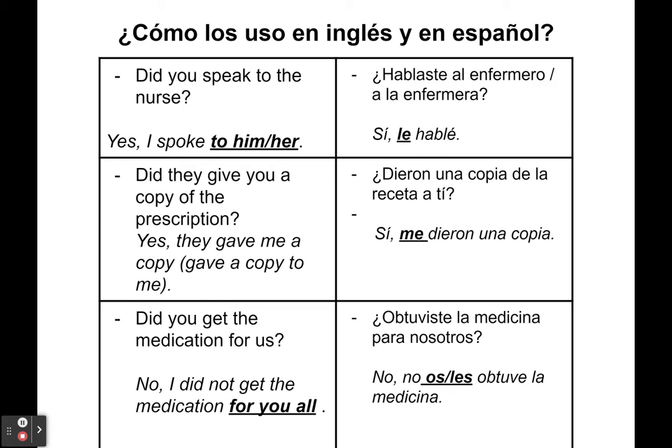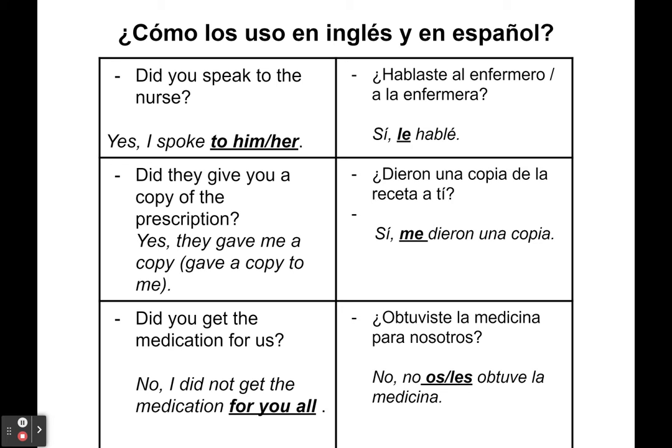So in Spanish, we have hablaste al enfermero or a la enfermera. Did you speak? Hablaste. And then al enfermero or a la enfermera, to the nurse. That's your indirect object. And in your answer, you want to say, yes, I spoke to him or her, just like you would in English. That would be sí, le hablé. So if you're reading it from left to right, it'd be yes, to her, I spoke. So remember that the word order is different in Spanish than in English.